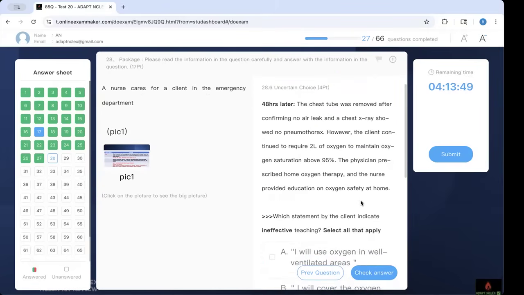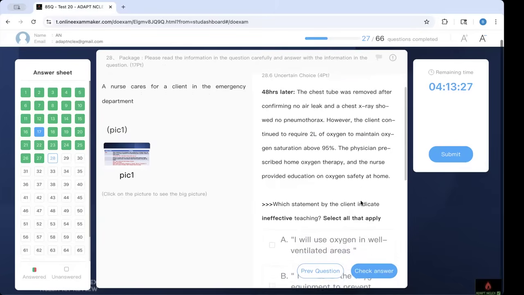48 hours later, the chest tube was removed after confirmation of no air leak, and chest X-ray showed no pneumothorax. However, the client continues to require 2 liters of oxygen to maintain oxygen saturation at 95. So when you remove the chest tube, it's still requiring oxygen. Therefore, the client is going to go on with the oxygen. The physician prescribes oxygen therapy, and the nurse provides education on oxygen safety at home.